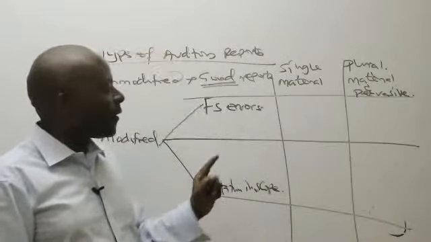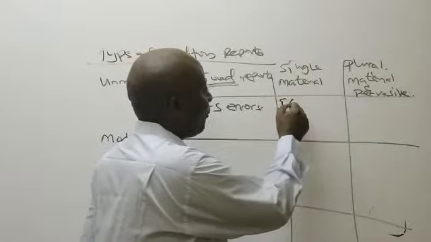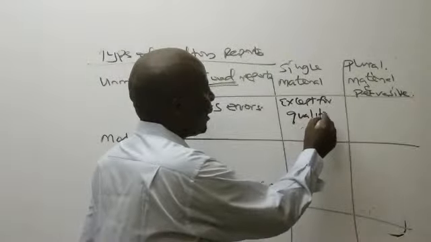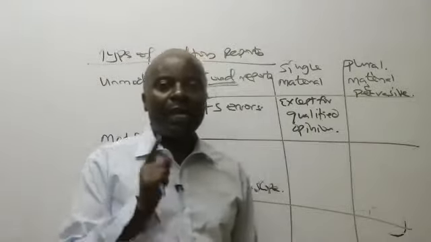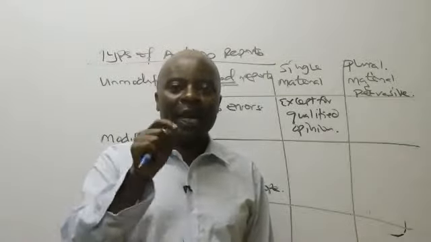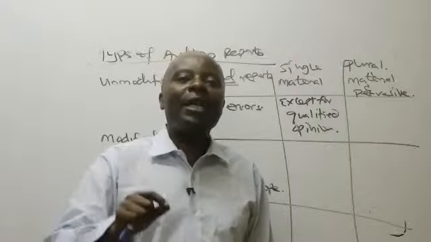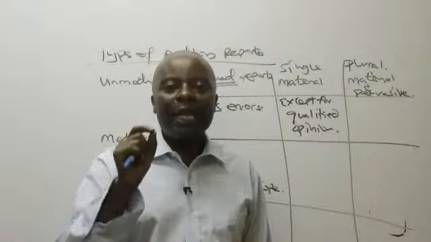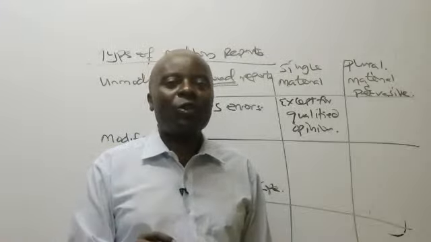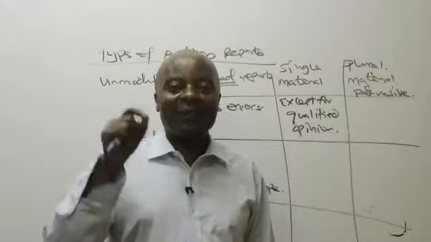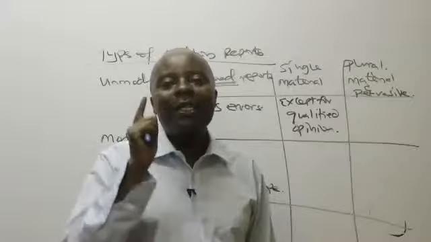But the concept here is this, that if the error is only one error that we have, then the kind of opinion we'll give here will be an except for qualified opinion. So basically, we are saying that except for the fact that tax of Kenya shillings 10 million remains unpaid, the financial statements of RCM Online College are truthful, they are fair, except for the fact that they have not remitted tax of Kenya shillings 10 million.